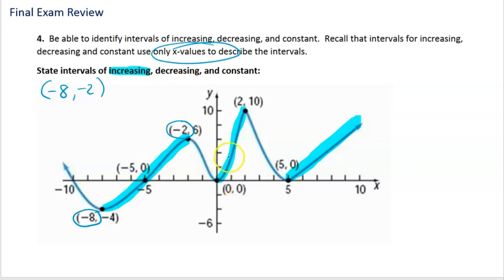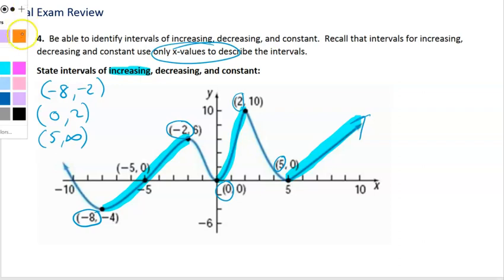Where else am I increasing? The next highlighted piece is 0 to 2. Notice I'm ignoring the Y values, the second 0 and the 10. That's not what matters. It's the 0 to 2. Where else am I increasing? 5. And look, it goes up. There's an arrow at the end of there, so that goes forever. So 5 to infinity.